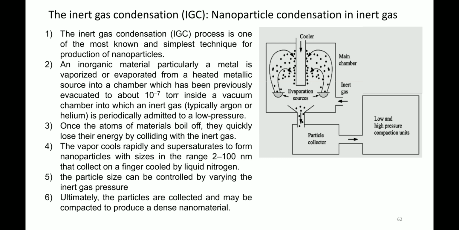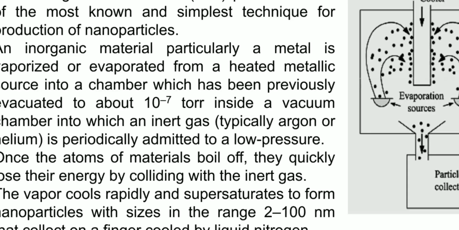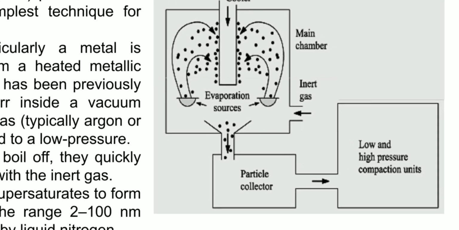You are aware that there are inert gases. The most popular inert gas is argon, and the other inert gases like helium, neon, krypton are very expensive. So in most common laboratories argon is used as the inert gas. That inert gas is periodically admitted at a low pressure. Something like this, it looks like this.